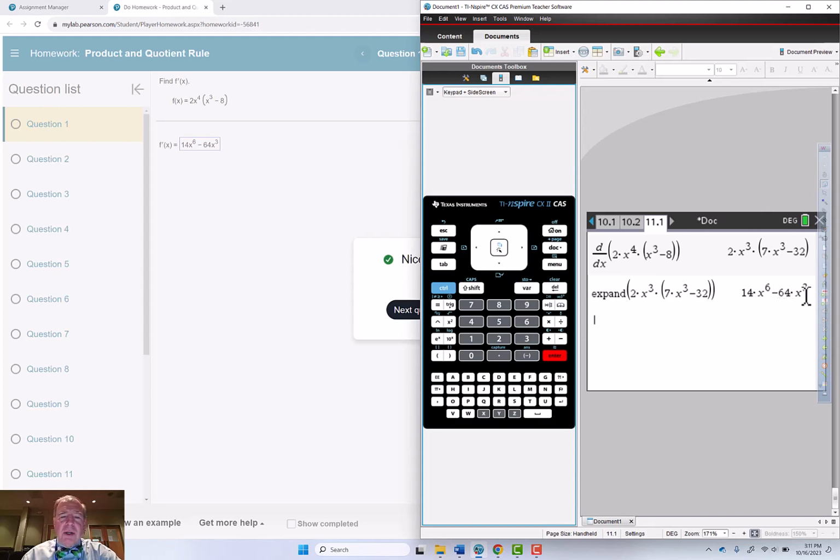we do get 14x to the 6 minus 64x cubed. Well, you may be asking yourself, if I can do it in the calculator, why do I need to do this by hand? Sometimes, depending on your professor or teacher, they may not let you use a calculator. So I really strongly recommend that you learn how to do both by hand and in the calculator.